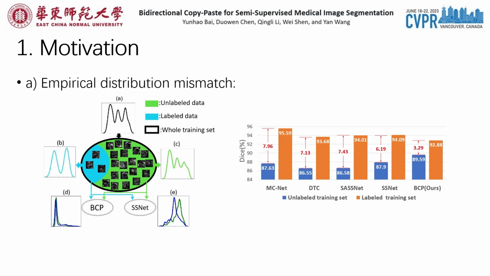To further illustrate this, let's use some numbers to make it more intuitive. In this figure, we compare our method and the models trained by 4 other papers by testing their DICE scores on the labeled and unlabeled data training sets.